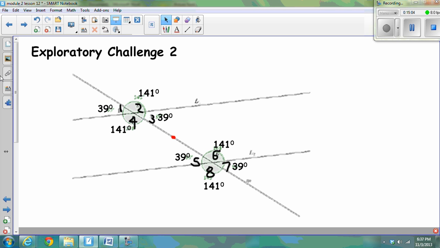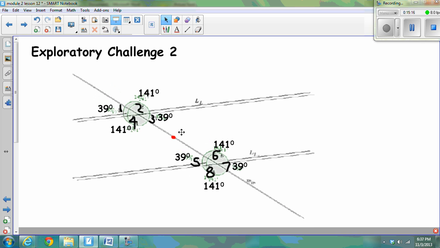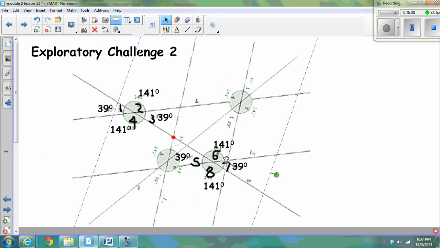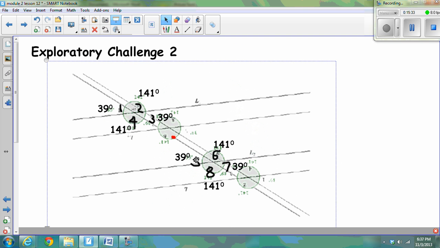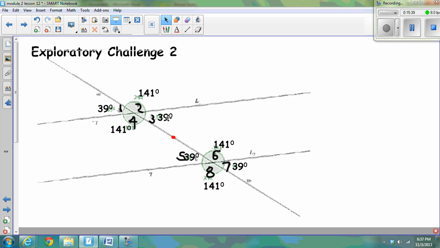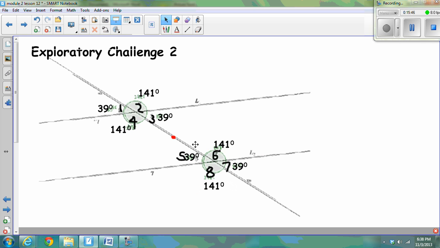So I have this orange dot here on the picture. And if I rotate this top transparency about that dot, I'm going to do the best I can because I was not able to put a dot on this overlay transparency. When I rotate it, I have to line things up exactly. So let's rotate about that point. And you see that angle 4 lines up with angle 6.